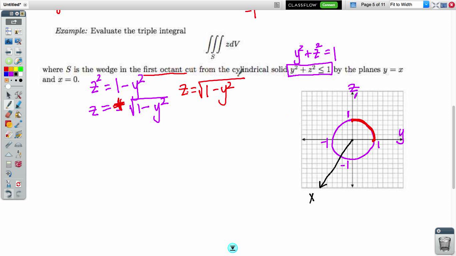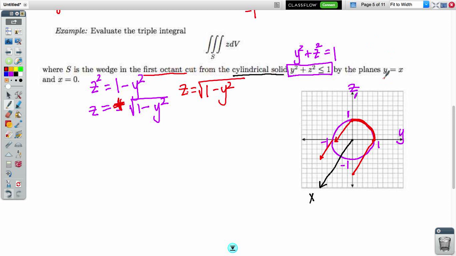And I drew a circle, but it says we're talking about the cylindrical solid. So this circle extends out of the paper. It's like it continues. I'm going to draw it in red again. It continues back this way in the same direction as the x-axis, and over here as well, although remember I only care about the first octant, so I really only care about this portion of the cylinder that's growing out of the paper toward you. So that's what's really happening.